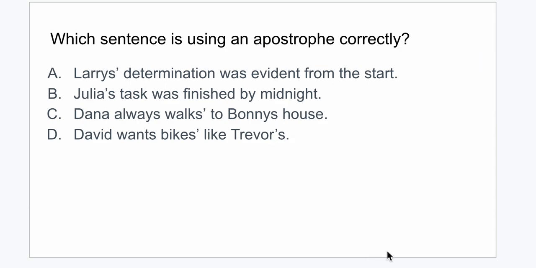My apologies. Again, lots of situations here. There are no contractions in any of these that are on this slide, but you've got plurals, you've got possessives. But again, there is only one that is correct. So put your answer to this one.